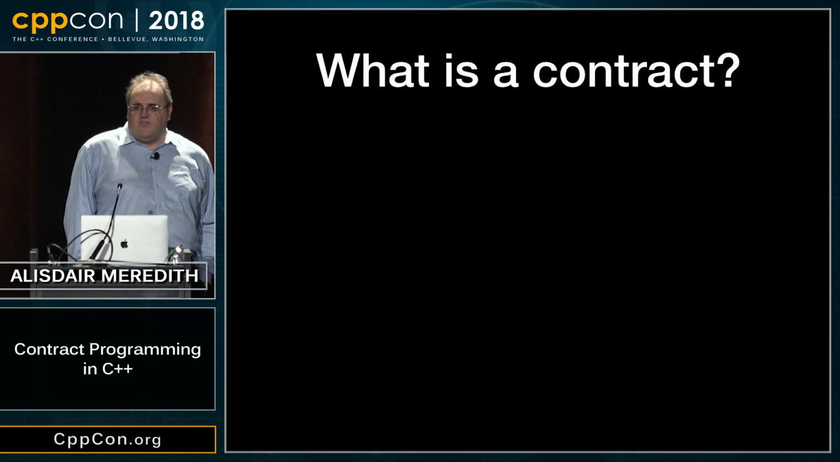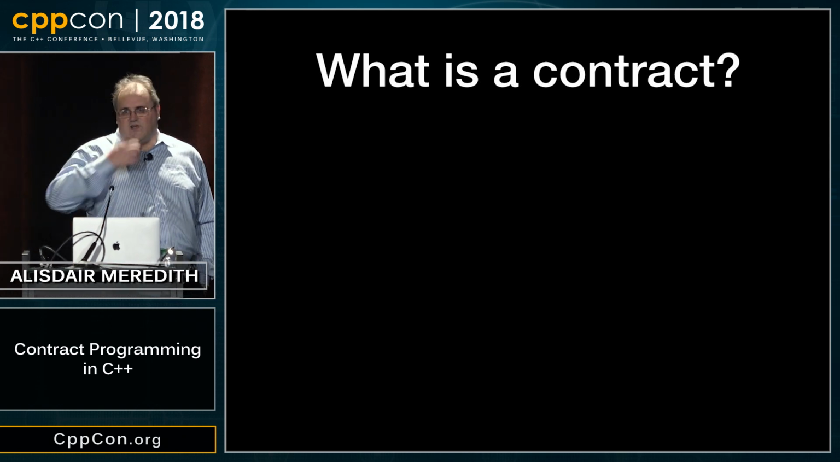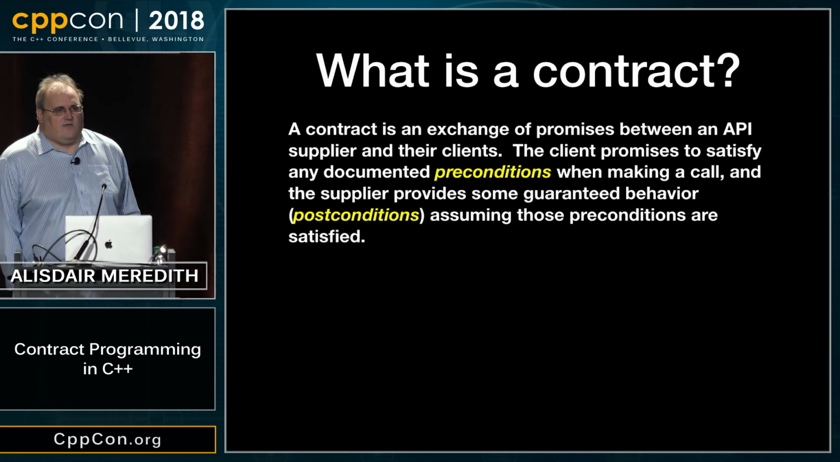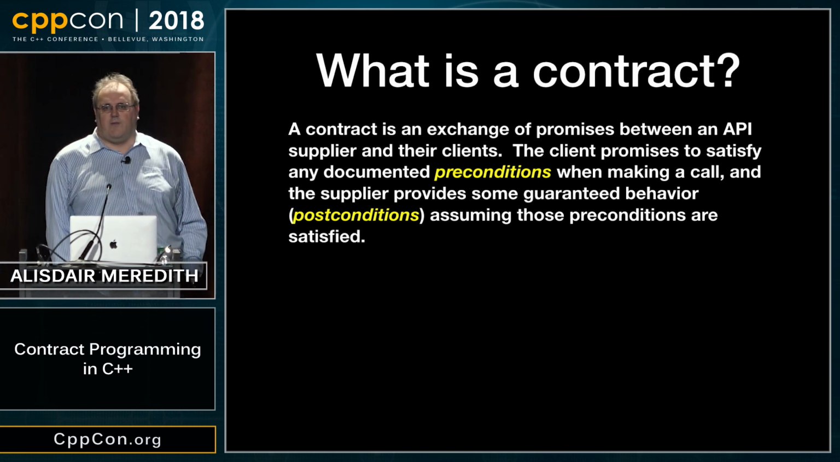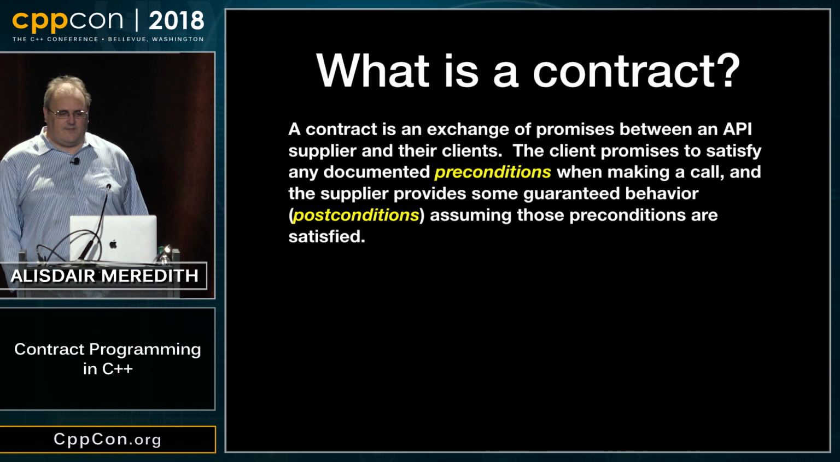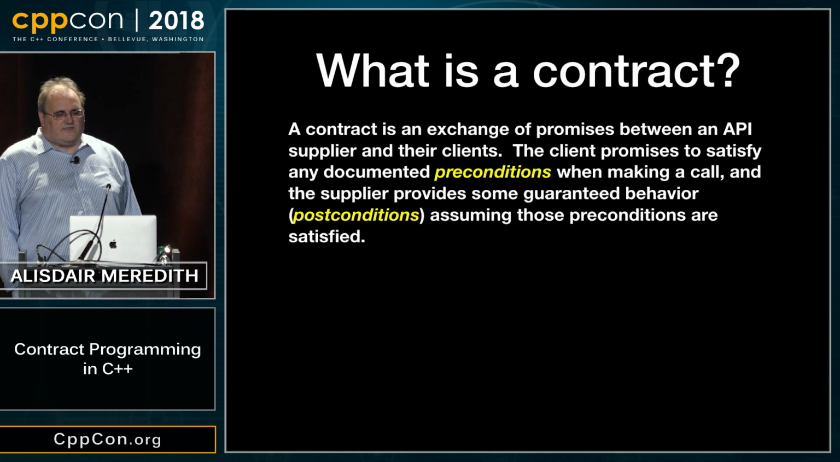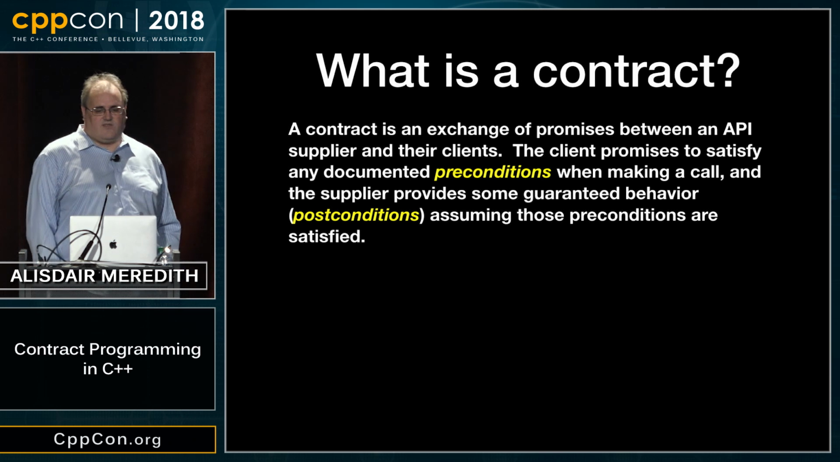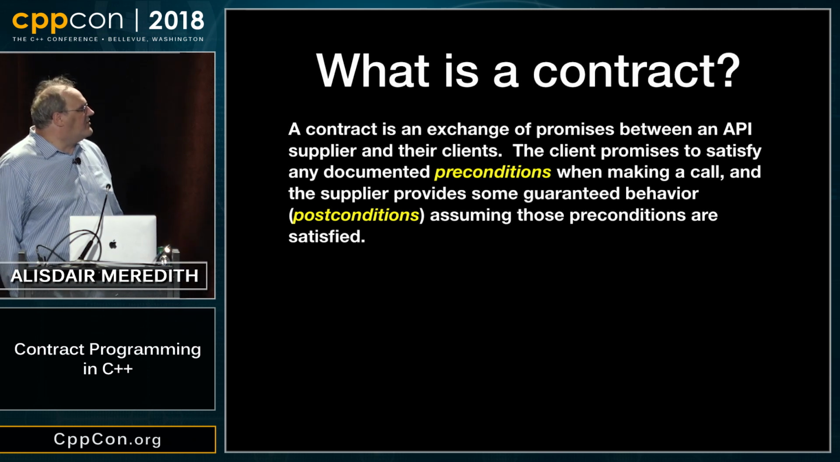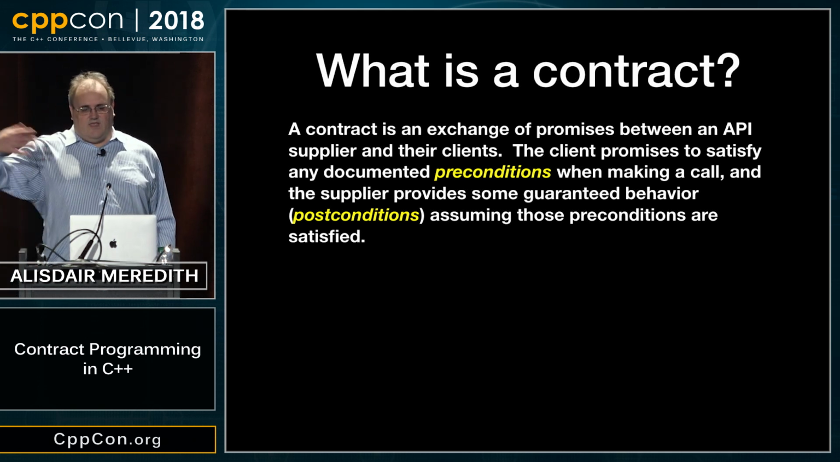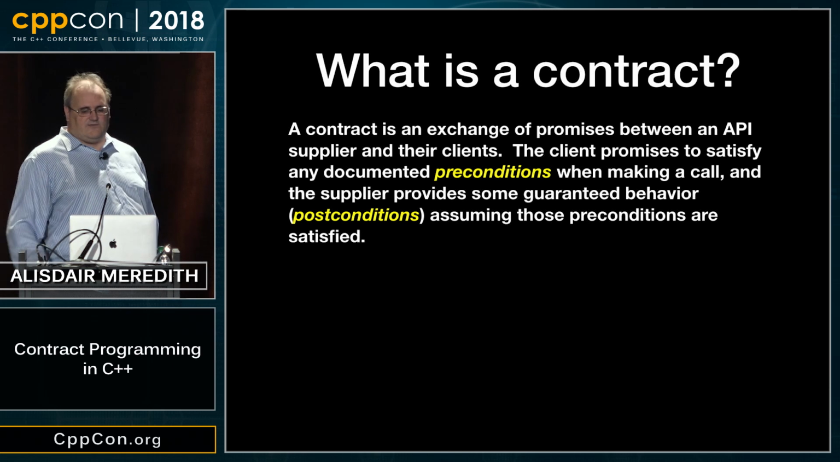So I'm going to start with my basic definition. What is a contract? For the purpose of this talk, a contract is an exchange of promises between an API supplier, and because we're just talking about C++, we're going to assume you're supplying a C++ API, and their clients. The client promises to satisfy all the documented preconditions, our term of art for the client side of the guarantees they need to give when making the call. The supplier then guarantees their postconditions, assuming all those preconditions have been satisfied.